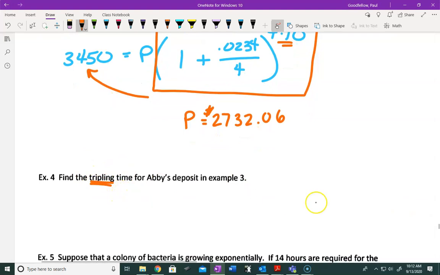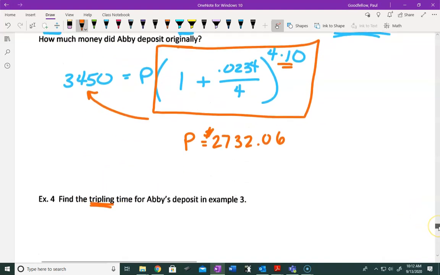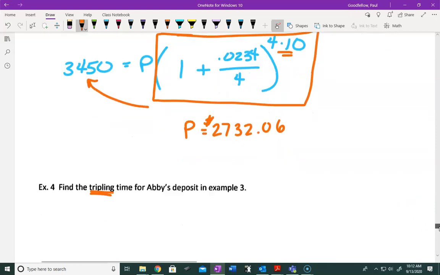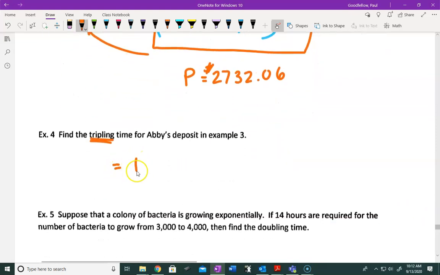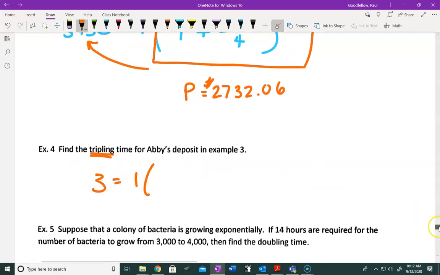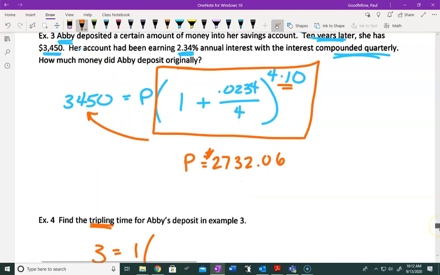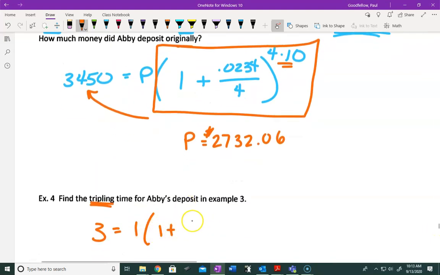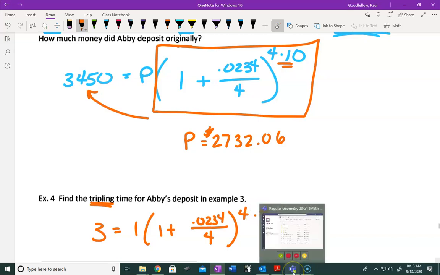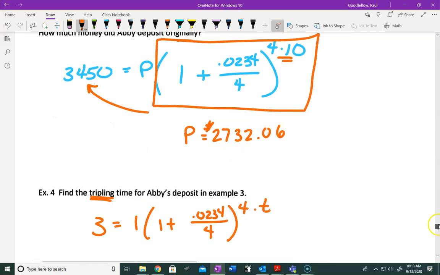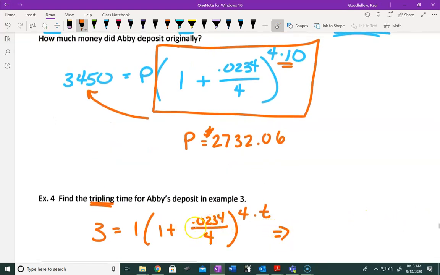Tripling her money would still be based on the fact of her, not even her original deposit. Her original deposit is $1. Her stuff is $3 in the end. She still is using a quarterly compounding concept. So we've still got 1 plus 0.0234 divided by 4 raised to the 4 times, and now we're talking about time. Now, this particular question is definitely going to be solved with a logarithm, because ultimately, to get this 4t to come downstairs, we got to use a logarithm to do it.